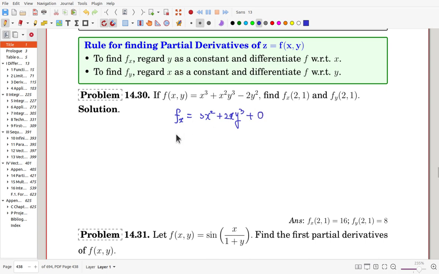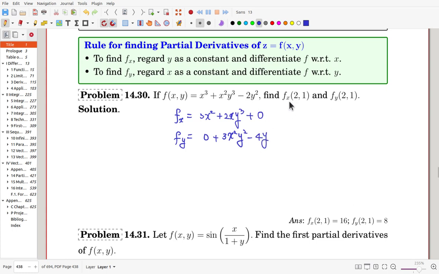Now, f sub y, for the y directional derivative. Here, that must be constant, so its derivative is 0. And now, x squared is constant. And for y cubed, its derivative is 3y squared. Now, for that one, minus 4y, right?